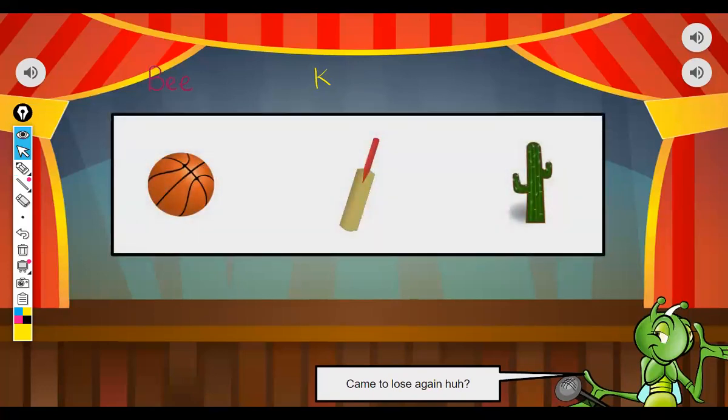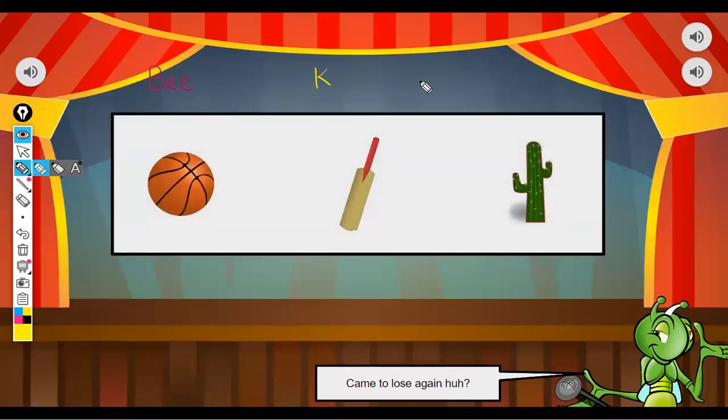Choose one object. I'm going to go with the cactus. I should probably choose something I could spell. I'm going to go with the bat. I realize I can't spell cactus right now. But anyway, due to my limited spelling, I have to go with B, K, and bat. Let's see what combination shows up.